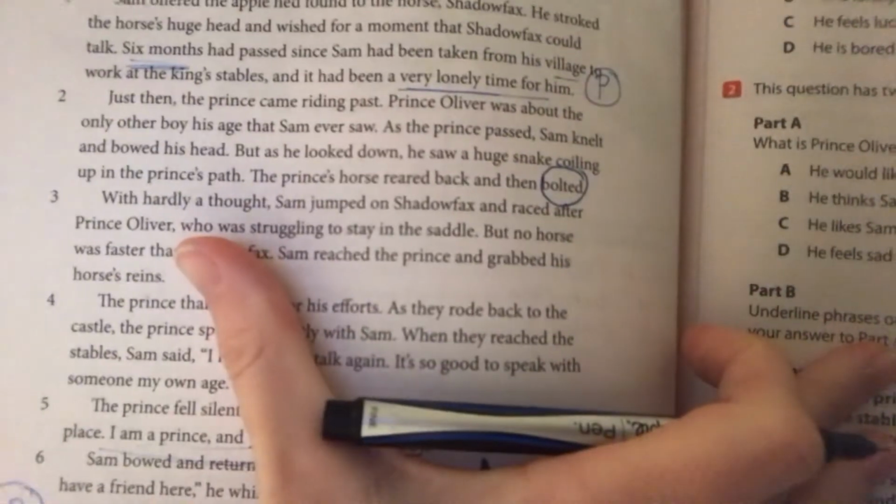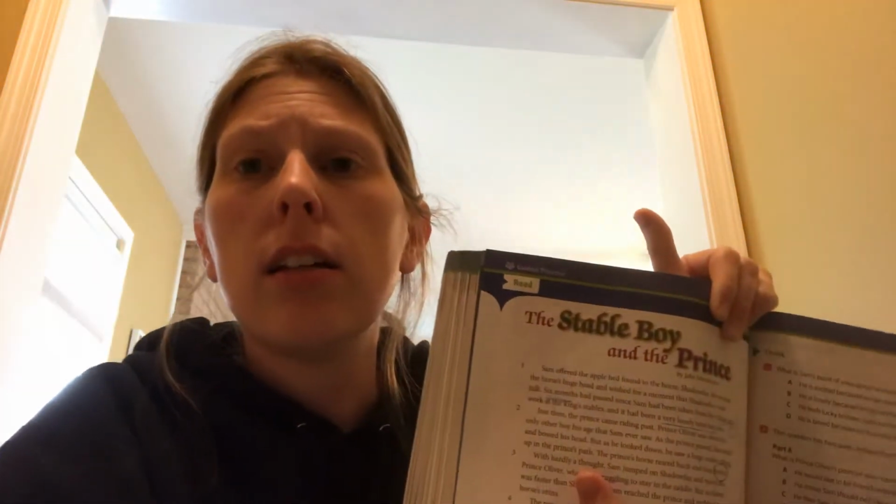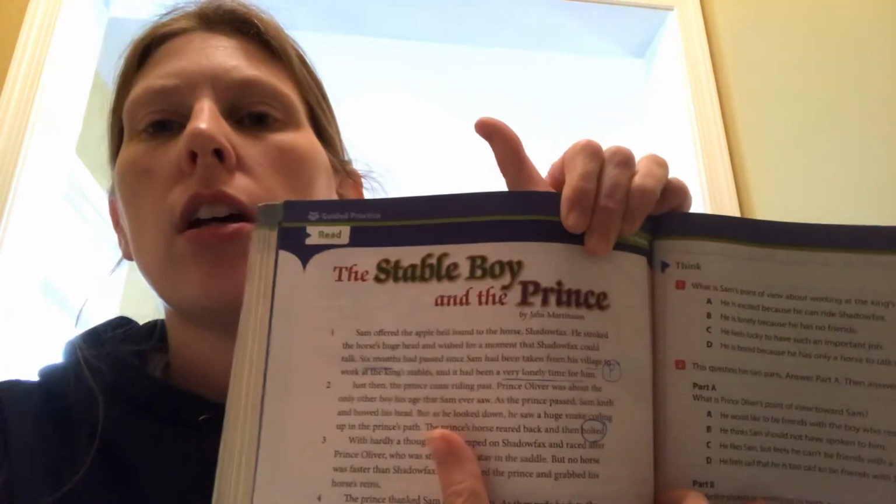And another question I want to ask you is context clues and determining a meaning. So I want you to right now look at paragraph 2. The last sentence has the word bolted. And I'm going to ask you to talk to someone who's with you and figure out what the word bolted means. The sentence says, the prince's horse reared back and then bolted. Remember, when you're figuring out what a word means, you are going to look before and after that sentence. I want you to circle or underline a context clue and figure out what the word bolted means. Go tell someone now, pause the video.